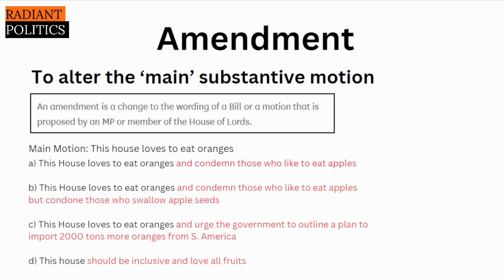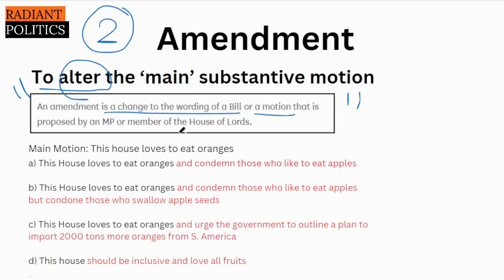Now we move on to our second topic, which is amendment. The amendment is used to alter the main substantive motion. The official definition given by UK Parliament is that an amendment is a change to the wording of a bill or a motion that is proposed by an MP or member of the House of Lords.